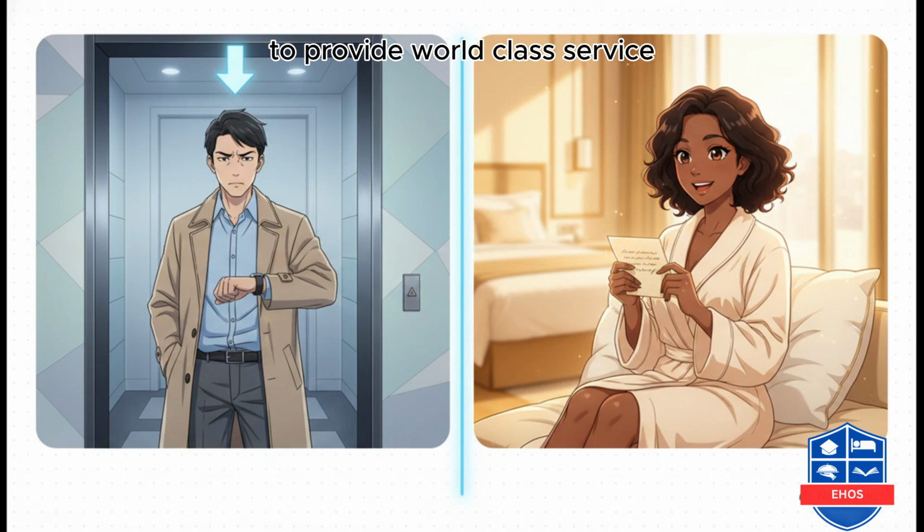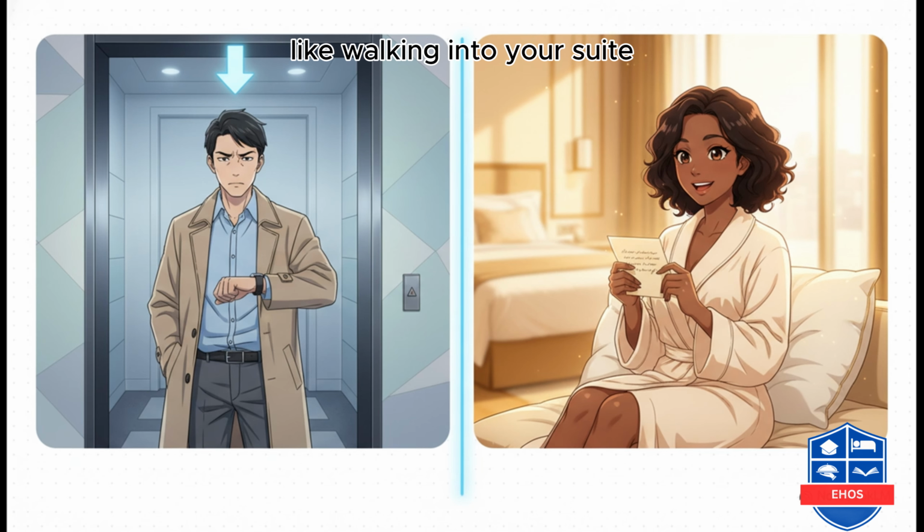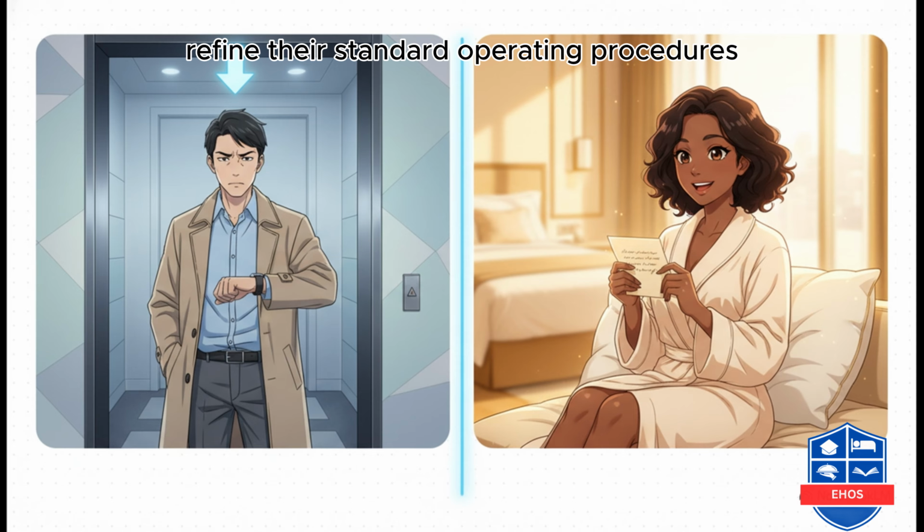To provide world-class service, you absolutely have to visualize the journey purely from the guest's perspective. It's an essential strategic exercise. When we map this out, we uncover some really stark contrasts. On one hand, we find reactive pain points, frustratingly long elevator waits or confusing billing statements. On the flip side, we find proactive moments of delight, like walking into your suite to find a handwritten welcome note. Contrasting these service failures with proactive luxury touches lets managers systematically refine their standard operating procedures.